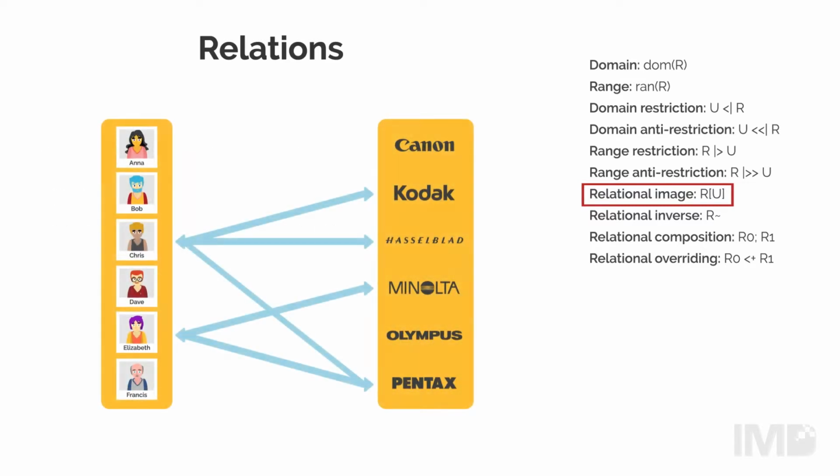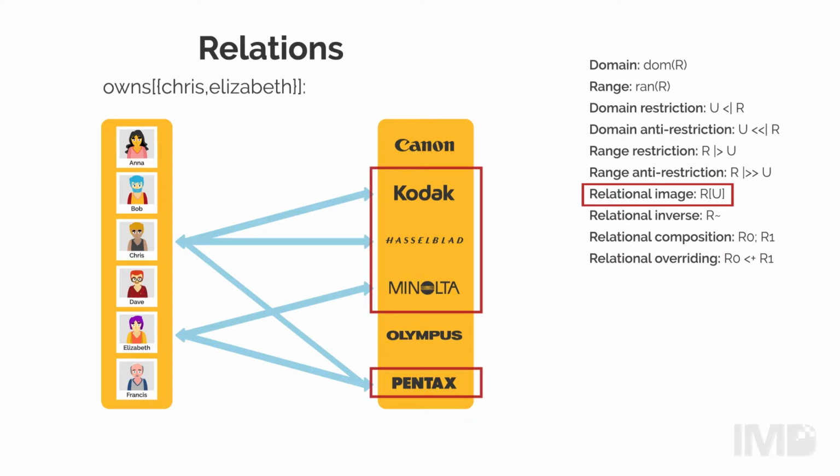In our example, the relational image of the relation ons on the set containing Chris and Elizabeth is the set containing Kodak, Hasselblad, Minolta, and Pentax.